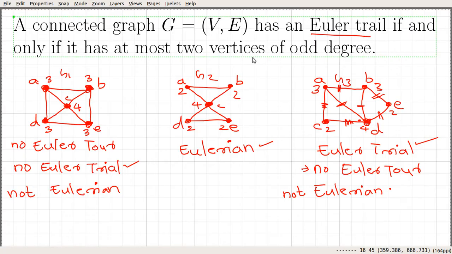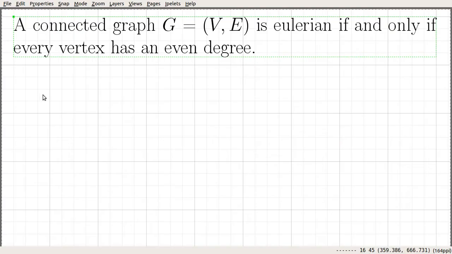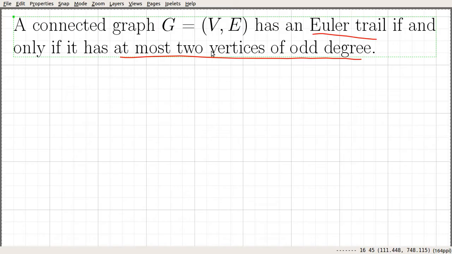In this proof we will be using this statement that we proved in the last video: a connected graph G is Eulerian if and only if every vertex has an even degree. Let's prove this statement. Again this is an if and only if statement, so we need to prove both directions. Let's prove this direction first. If a connected graph has an Euler trail, then it has at most 2 vertices of odd degree.